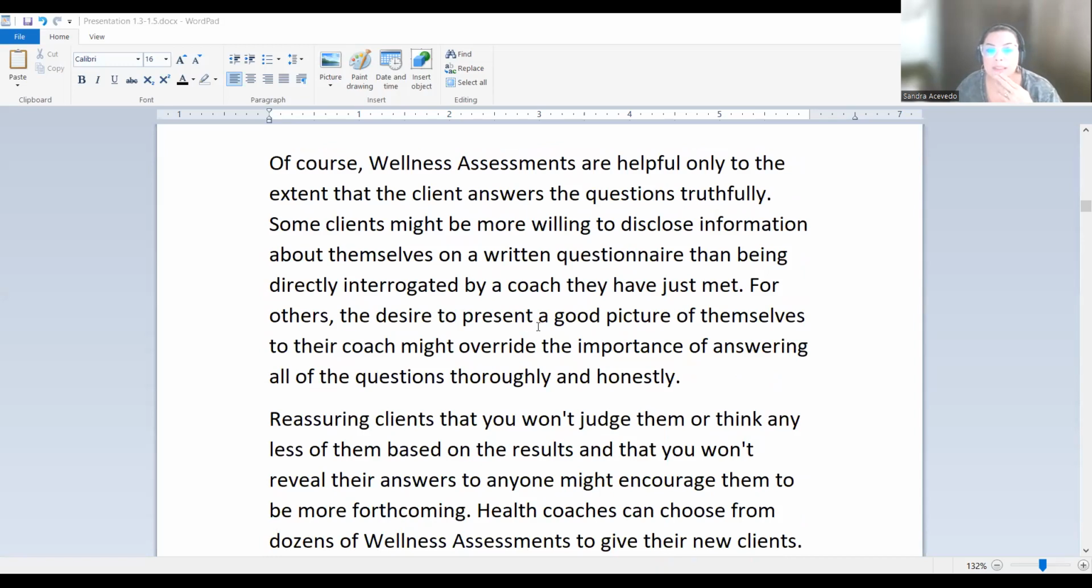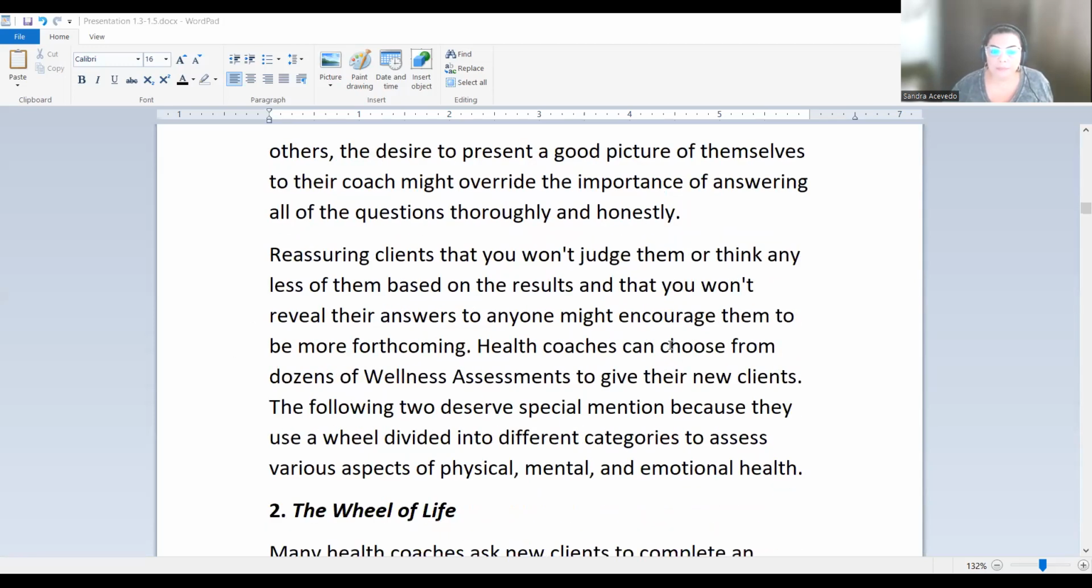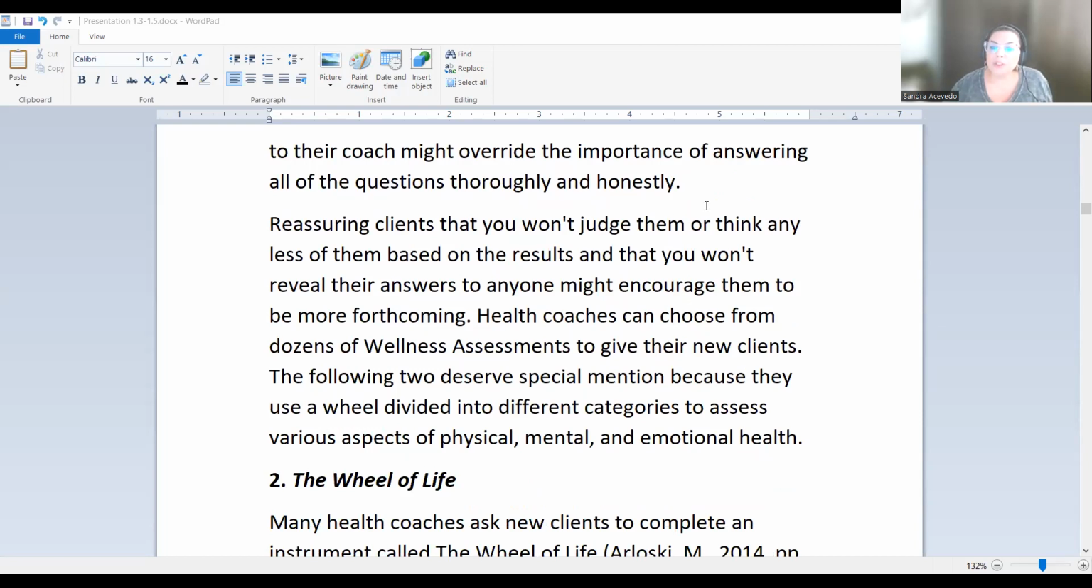Of course, wellness assessments are helpful only to the extent that the client answers the questions truthfully. Some clients might be more willing to disclose information about themselves on a written questionnaire than when being directly interrogated by a coach they have just met. For others, the desire to present a good picture of themselves to their coach might override the importance of answering all of the questions thoroughly and honestly. Reassuring clients that you won't judge them or think any less of them based on the results, and that you won't reveal the answers to anyone, might encourage them to be more forthcoming.